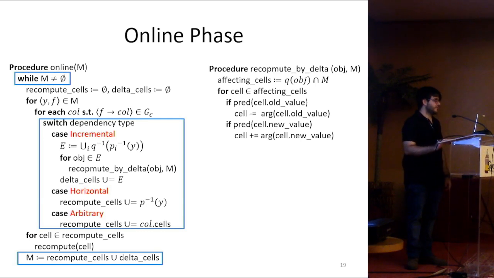If it's a horizontal dependency, we recompute those cells that we get from the read sites. And if it's an arbitrary dependency, then we recompute all the cells in that column. After we recompute all the cells, we make them the new M, because after we update those cells, there are other cells that depend on them. So this is the new M, and then we do this iteratively until M is empty.